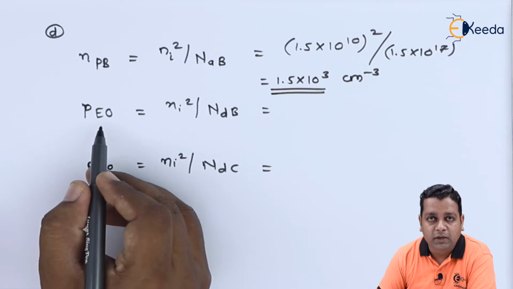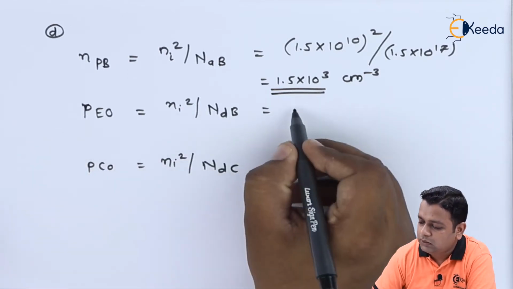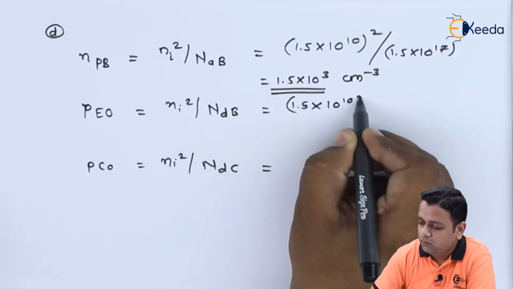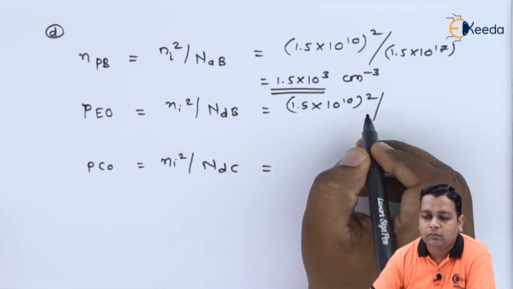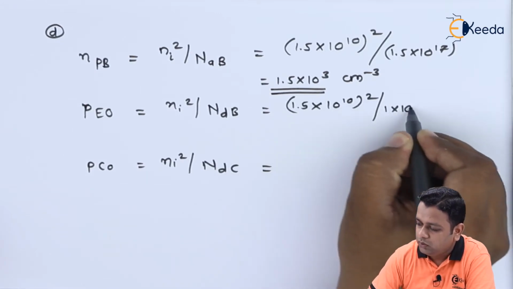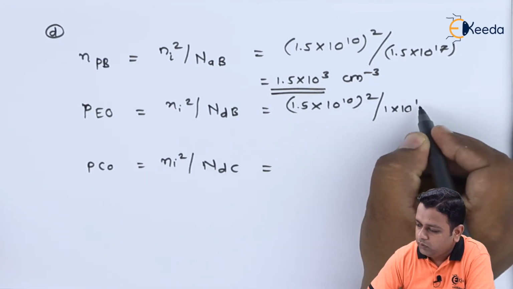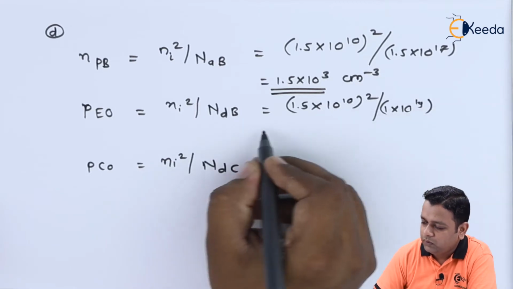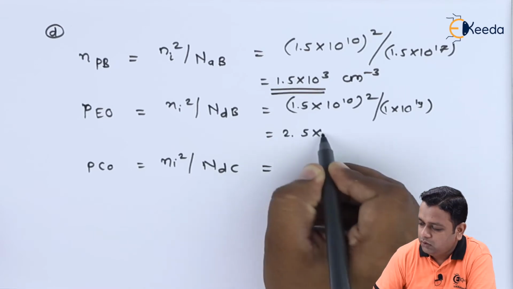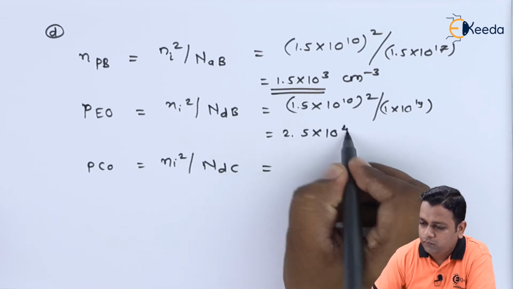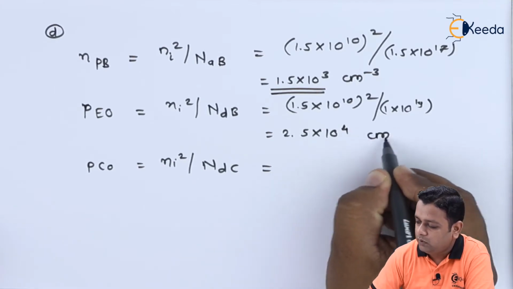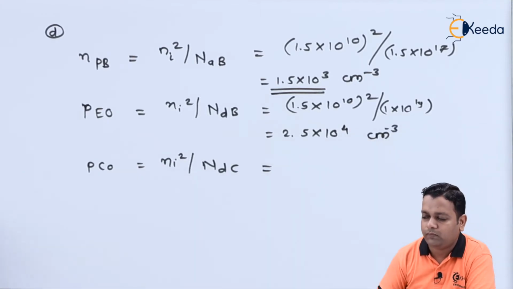For the next emitter region, we substitute the values 1.5 into 10 raised to the power 10, which is to be squared, and then further it is divided by the value of 1 into 10 raised to the power 19. Here we substitute, so this gives us the answer 2.5 into 10 raised to the power 4. So this answer is also in terms of per centimeter cube here.